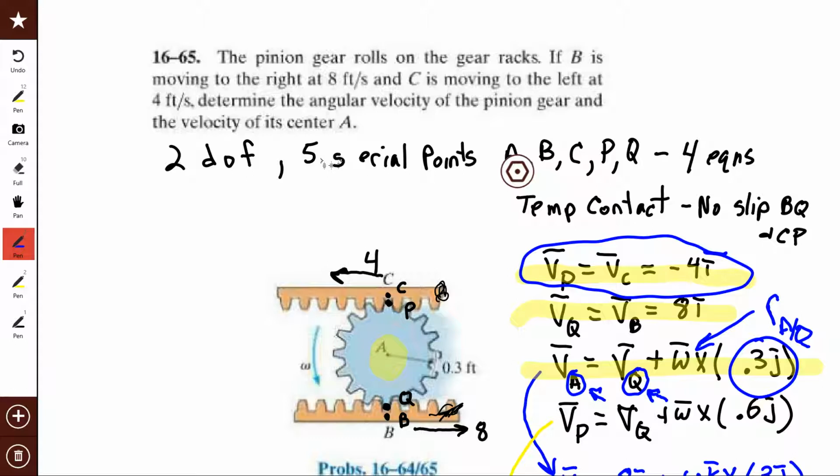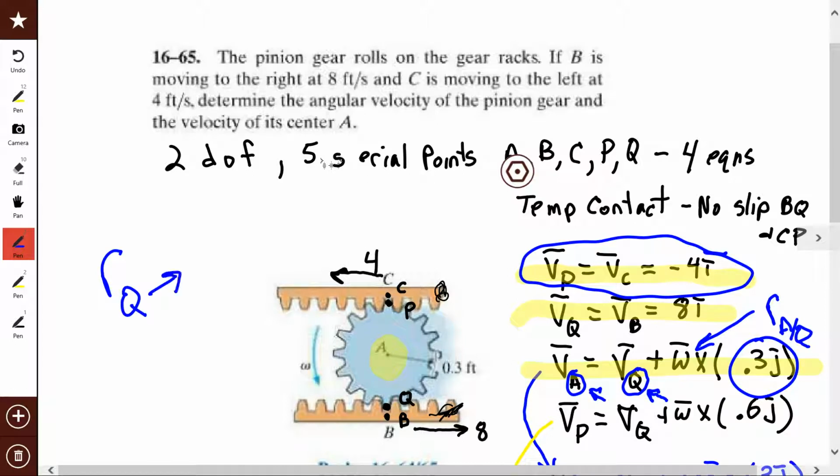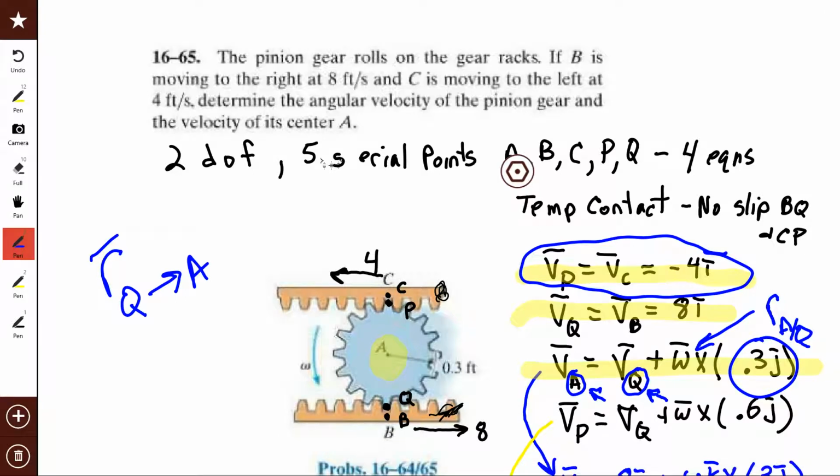Sometimes people will write it like this, which I think is better. R, and they'll write Q, arrow, A. That's okay with me too. And that way you know that it's going from Q to A. You get that? But it's got to go from this guy, whatever you choose. You can choose whichever one you want. Once you choose them, it's got to go from the right guy to the left guy. Otherwise, you'll have the wrong sign. So if it was VP equals VA, it would be a negative 3? That's right. If I had written VQ equals VA, this would have been negative 0.3J.